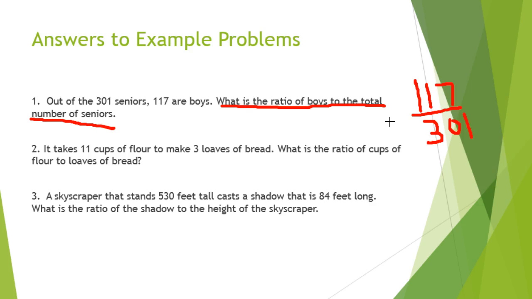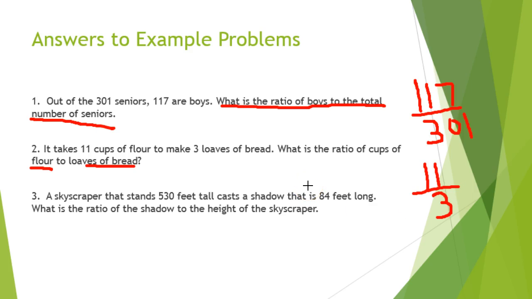For number 2, it takes 11 cups of flour to make 3 loaves of bread. What is the ratio of cups of flour to loaves of bread? So I look in my question. It's asking me for flour first, and then my loaves of bread. So back in my informational part, I can look and it says it takes 11 cups of flour. So my top number is going to be 11. And for my loaves of bread, I would have 3. So my ratio would be 11/3.